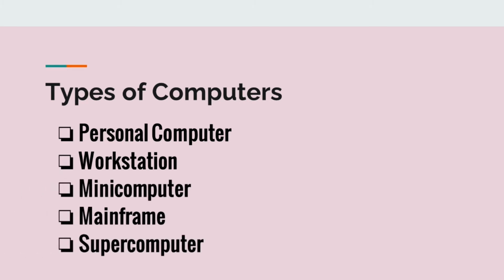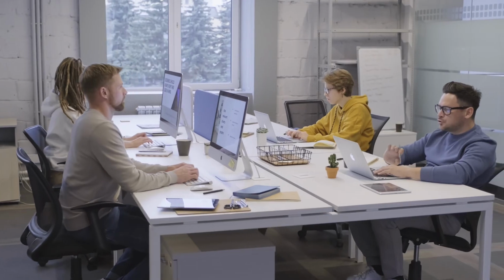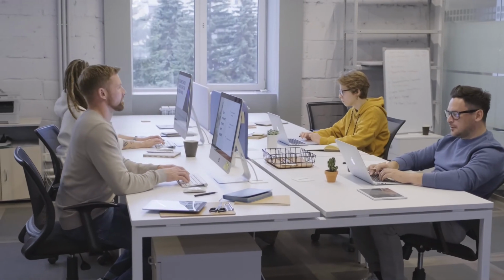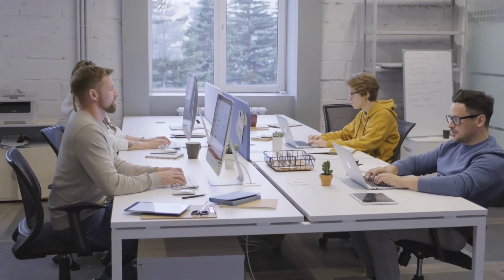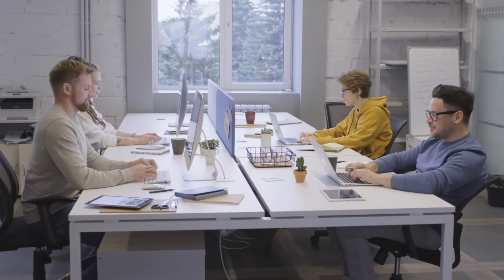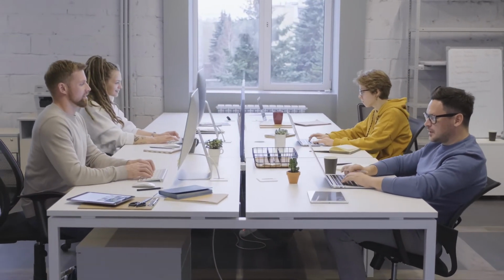Let's have a look at each of them in detail. The PC or personal computer is literally meant for personal or an individual's use. They are complete with all the components being part of the same unit. The best examples of these are a desktop, a laptop, a mobile phone, or a tablet.